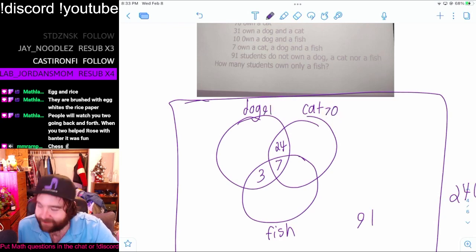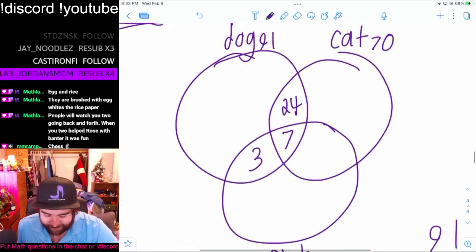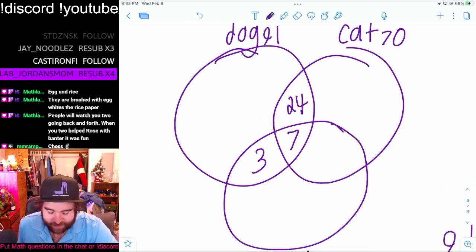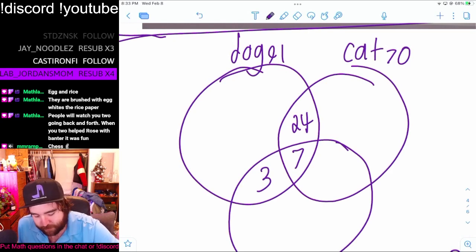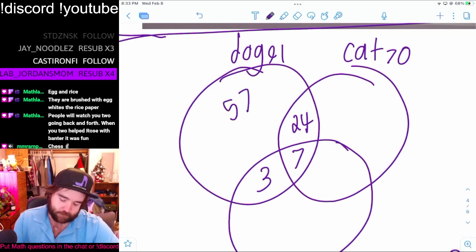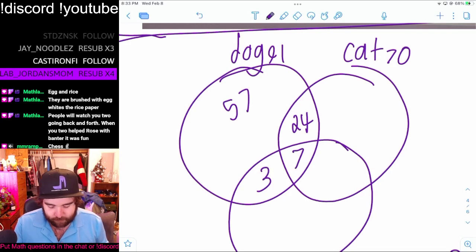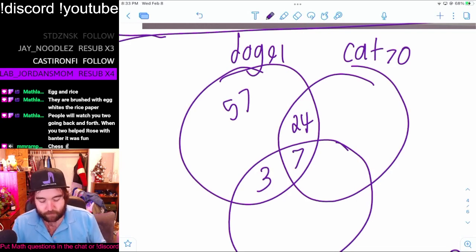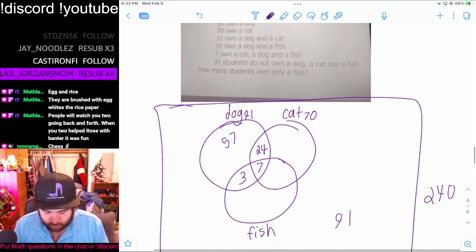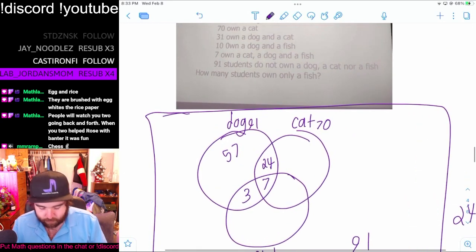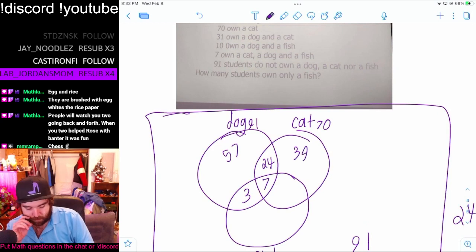All right, so now 91 minus all that is that. Yeah, so 3 plus 7 is 10, so 34, so 91 minus 34 is 57. Okay, so 57's there. And then 70 minus 31 is 39 in the cat bucket. Am I missing something here? What about here?